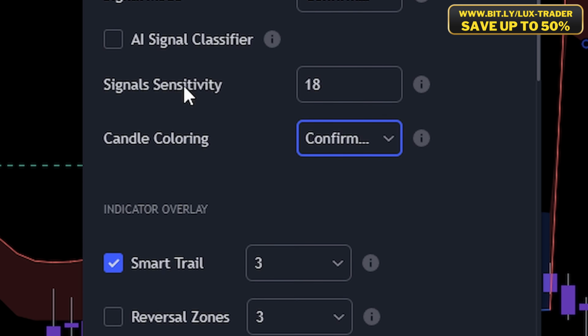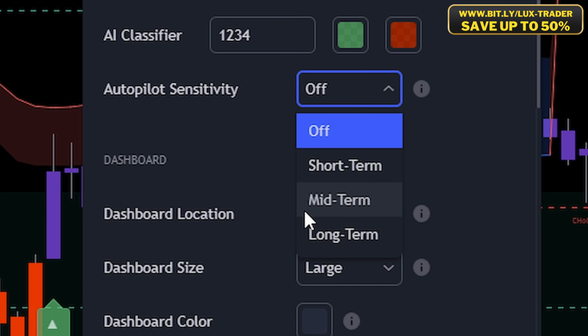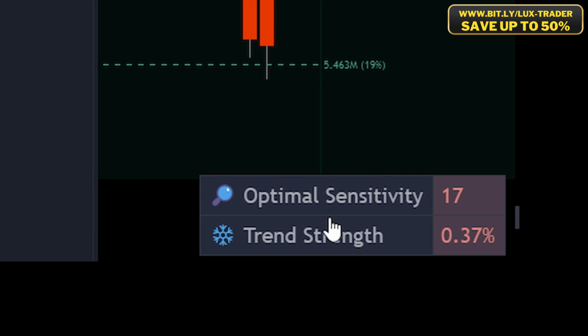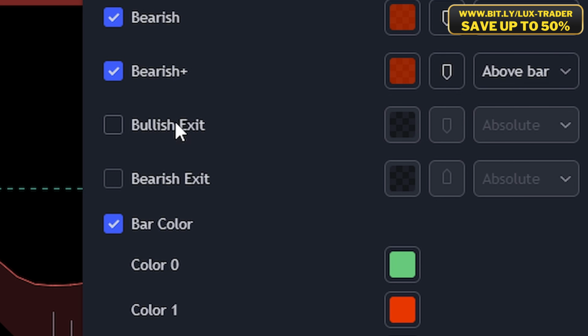For the signal sensitivity, depending on the asset and time frame you're trading, I recommend using the autopilot sensitivity set to mid-term, or use the manual sensitivity recommended by the dashboard. Now you want to click the Style tab and disable both the bullish and bearish exit signals, as we don't need them for our strategy.